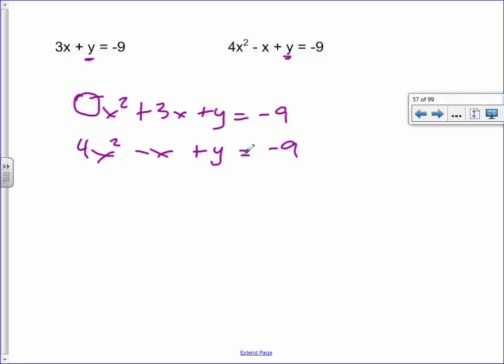Do I add or subtract? What will eliminate the y's? Subtracting, well, yeah. So here's what I usually do. I write a big subtract sign off to the corner just so I remember that I'm subtracting. But use whatever method works for you.